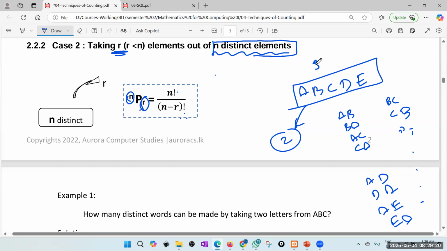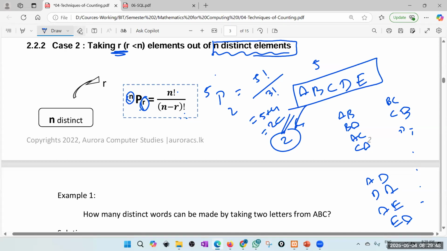So that means if you have 5 distinct letters and you take 2 at a time and arrange, that is 5P2, which is factorial 5 divided by factorial 5 minus 2, that is factorial 3. That is 5 into 4, because the 3 and other things get cancelled. How many ways? 20 ways. So I can write 20 ways. I wrote about 10, so there are a few more. Okay.